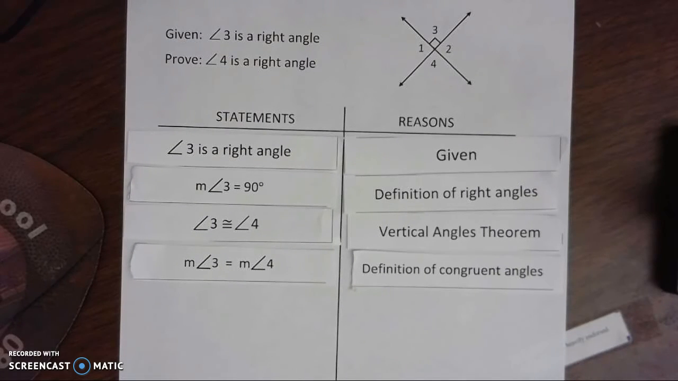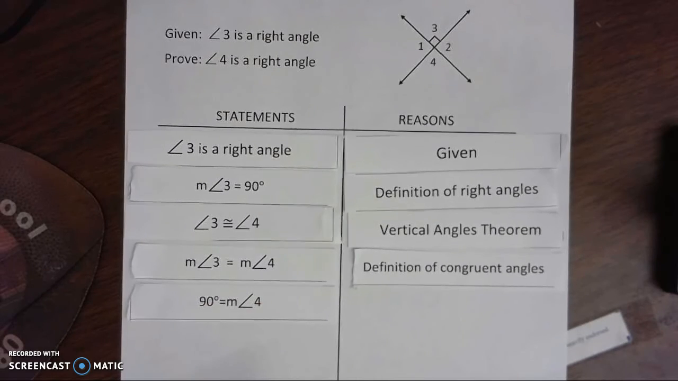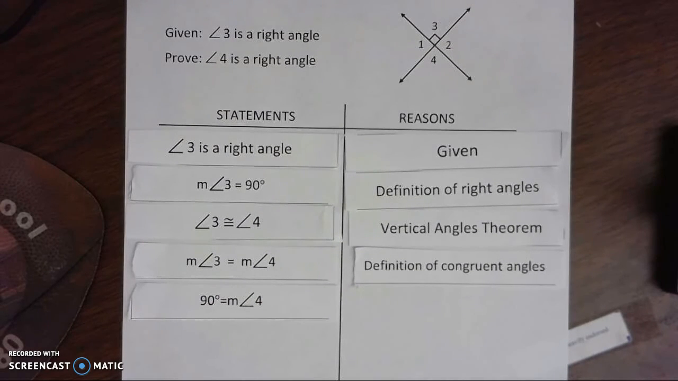Very cool. I have a new equation. The measure of angle 3 equals the measure of angle 4. I only have a few statements left. What is the next statement? Isabel, what you got? Cool, cool. Yeah. It might not be obvious, but that is your next statement. 90 degrees equals the measure of angle 4.